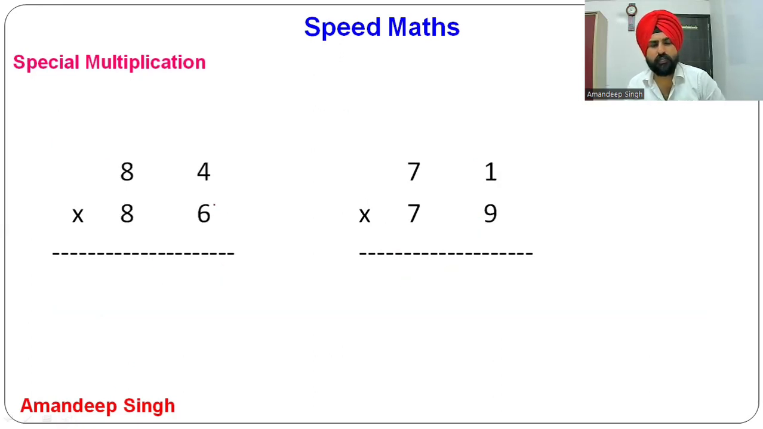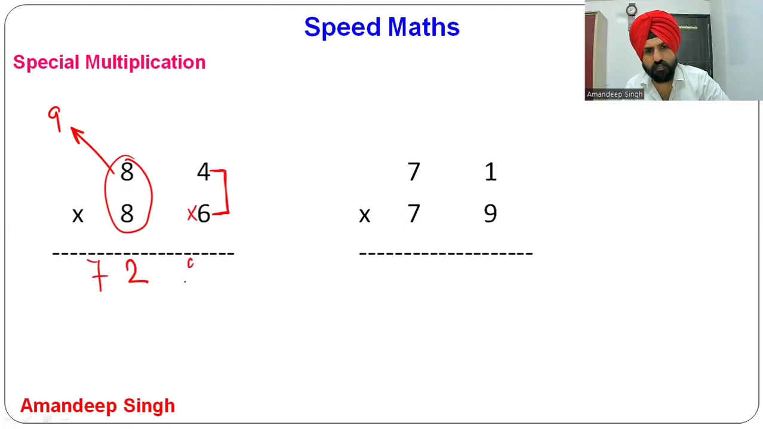So you must be able to do it now. We can see the sum of digit at the ones place is 10 and the tens place are same. So what comes after 8? It's 9. 8 9s are 72 and 6 4s are 24. That's my answer. So my answer is 7224.